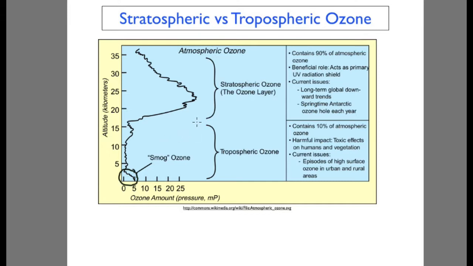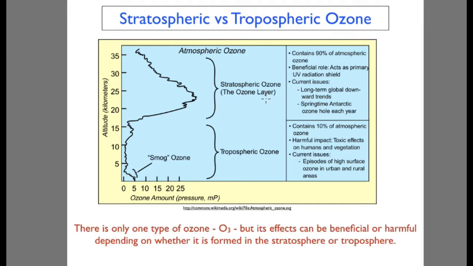Then you have far more ozone present in the stratosphere, or the stratospheric ozone. It contains about 90% of the atmosphere's ozone, has a beneficial role. It acts primarily as a UV radiation shield. And some issues with it are that long-term global downward trends of this ozone are quite worrying, especially above the Antarctic. And we still get a hole in the ozone layer above the Antarctic at springtime. There is only one type of ozone though, okay? And it's just harmful or beneficial depending where it is found.